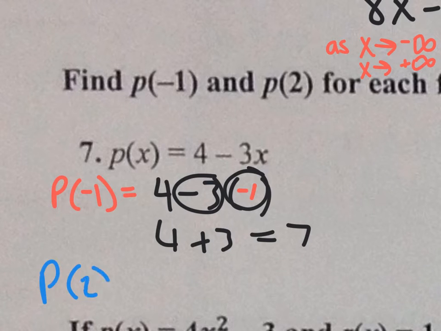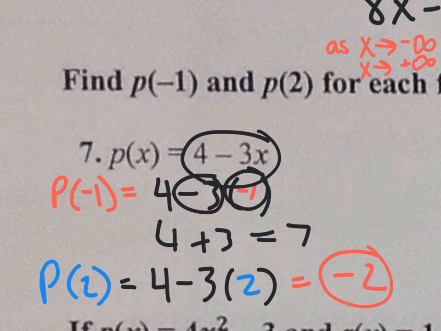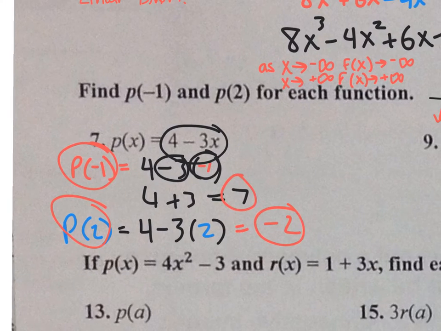P of 2. Okay, so let's plug in 2 into this function. So you have 4 minus 3 times parentheses. Like I said, always use parentheses, and then simply plug in what they ask you to plug in. So this is really going to be 4 minus 6. And 4 minus 6 is what? Negative 2. So there's your second answer. You actually get 2 answers because they're asking you to do 2 separate problems.